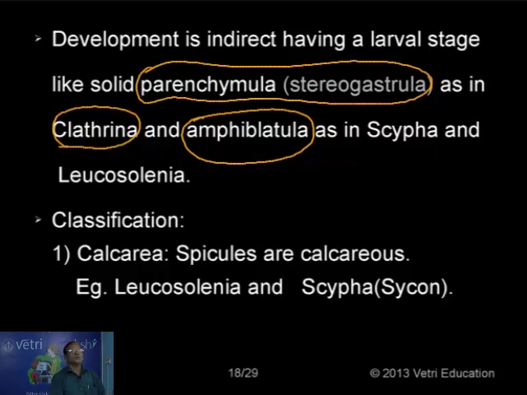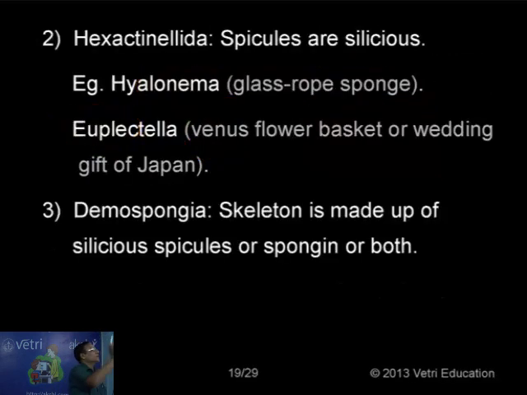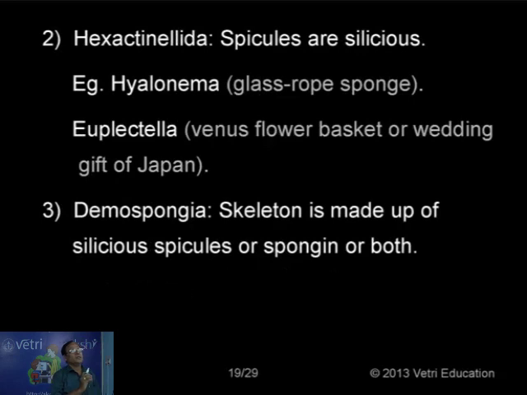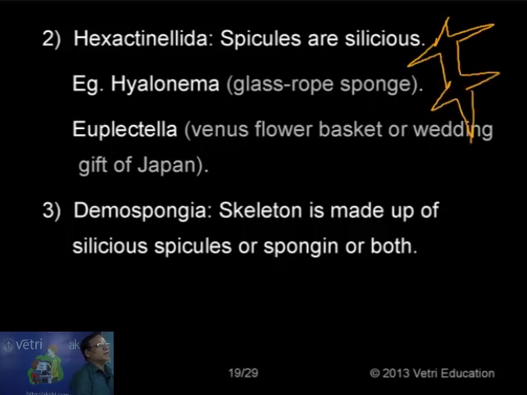Now the classification of sponges is mainly based on the nature of the skeleton they have. For example, class number 1, Calcarea. The name itself implies that the spicules are calcareous. Examples: Leucosolenia and Sycon. The second one, Hexactinellida. Here silica forms the spicules. The spicules are made of silica and have 6 rays, like this. That is why the group is called Hexactinellida.